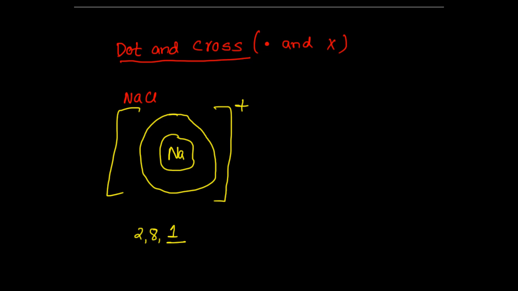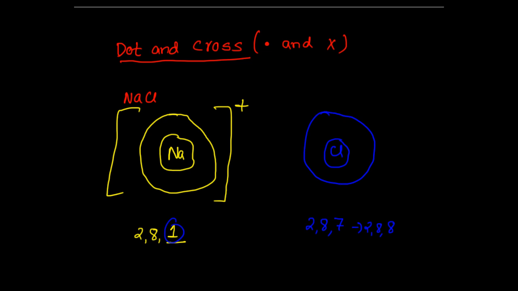And in case of chlorine, the electron configuration of chlorine is 2, 8, 7, and since it gains one electron from sodium, it changes to 2, 8, 8. So the outermost orbit of chlorine has 8 electrons, so we are just required to make the outermost electrons.